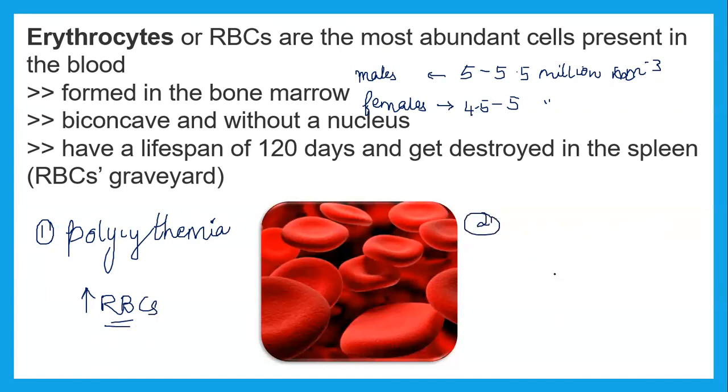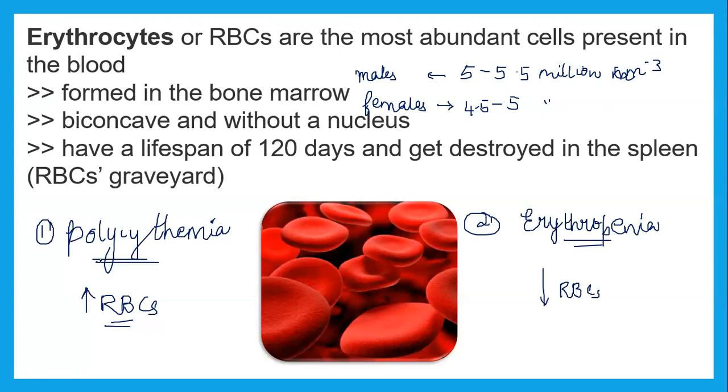Second one, if the number of RBC is decreasing considerably, such a condition you will call it as erythropenia. So you will have the increased number of RBC as polycythemia and the decreased number of RBC as erythropenia. So these are the important points which we have to study in case of erythrocytes or RBC.